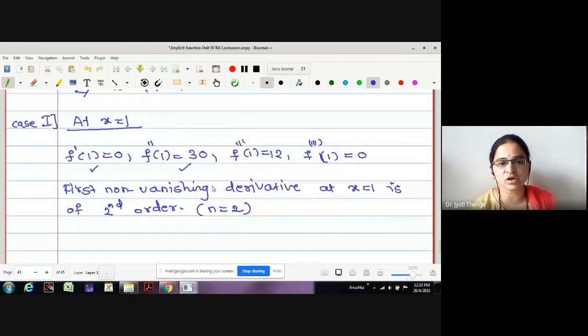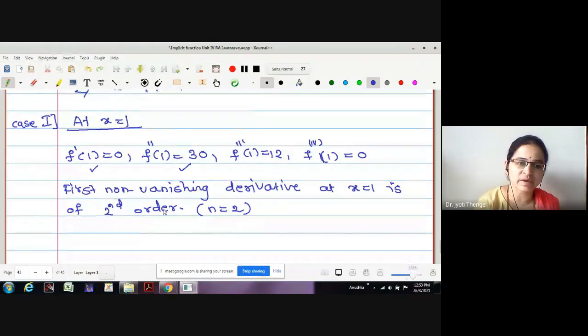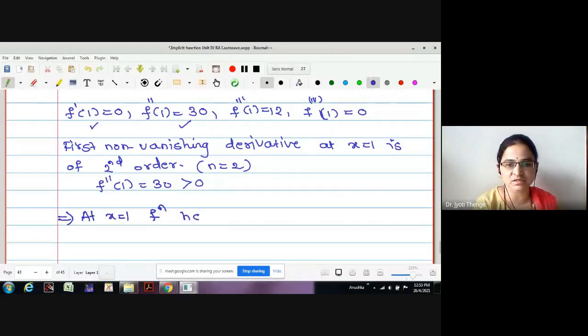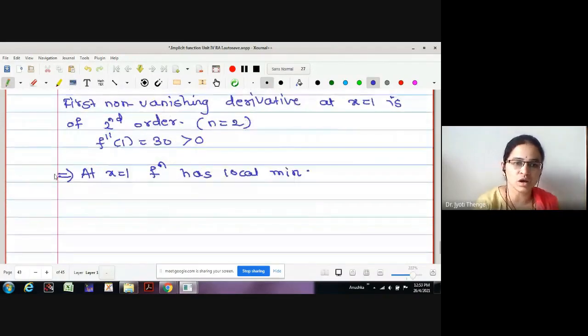And we know for n equal to 2, as it is an even number, local minima or local maxima exist. And if I check, f double dash at the point 1 is 30. 30 is greater than 0. Therefore, what can we conclude about this point 1? At x equal to 1, the function has local minima. Right? The function has local minima.